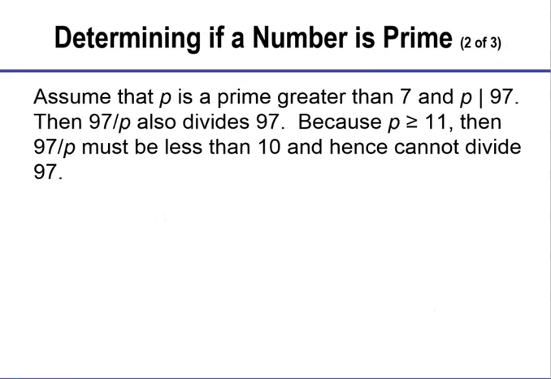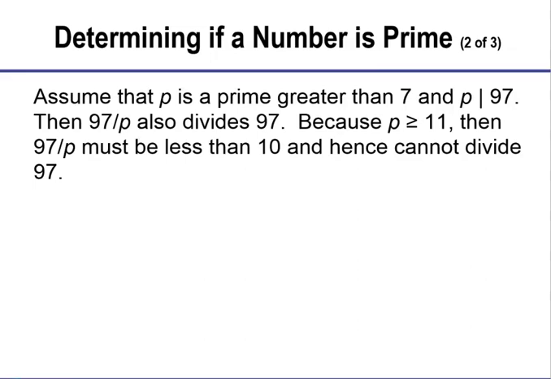And here's a challenging argument, but here we go. Assume that P is a prime greater than 7. Remember, we've checked all the primes through 7. So just P is some prime bigger than 7, and P divides 97. So we're saying there's some prime number that divides 97 that's bigger than 7. Then we also know that 97 divided by P also divides 97.